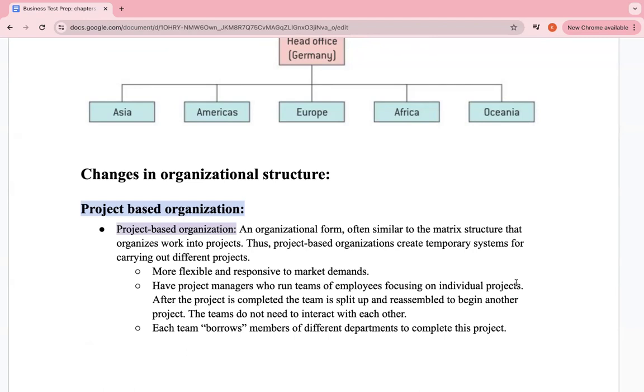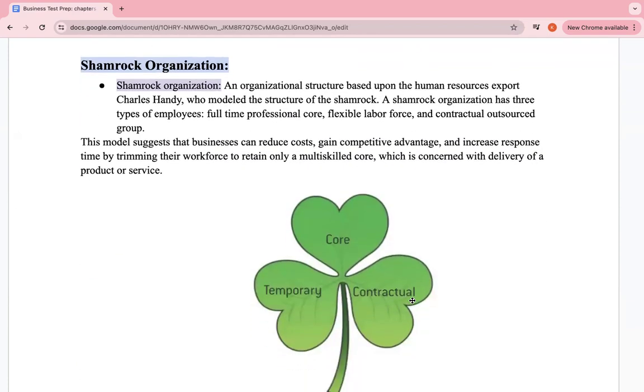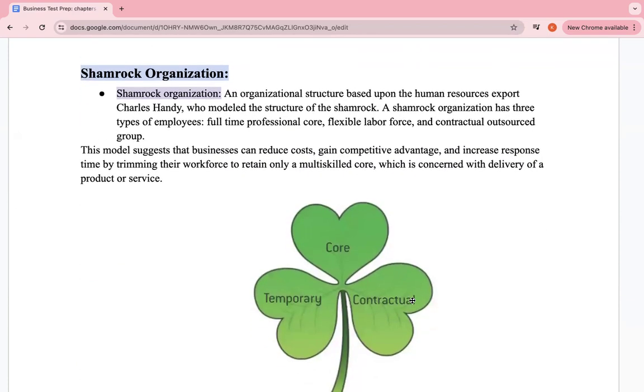The teams do not need to interact with each other. Each team borrows members of different departments to complete the different projects. So it's not completely separate, they just end up mixing the members, the employees of the business, basically, to complete these projects. You have Shamrock organization. Basically, Shamrock organization is an organization structured based upon the human resources expert, Charles Handy, who modeled the structure of the Shamrock.